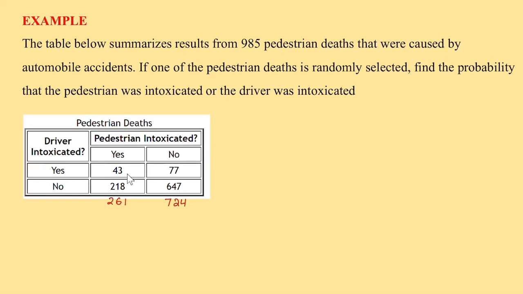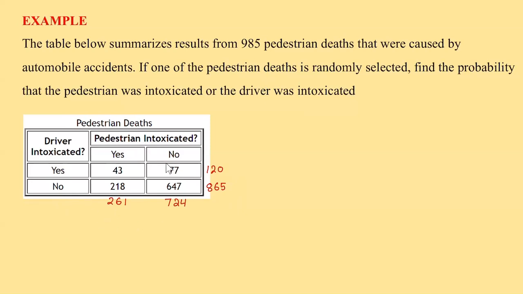No. Now, if we add 43 and 77, 43 plus 77 is 120. And that number represents the total number of accidents where the driver was intoxicated. 120 cases where the driver was intoxicated. Similarly, if we add 218 and 647, it will be 865. So 865 accidents were there where the driver was not intoxicated. So that is the meaning of this contingency table that is given here.